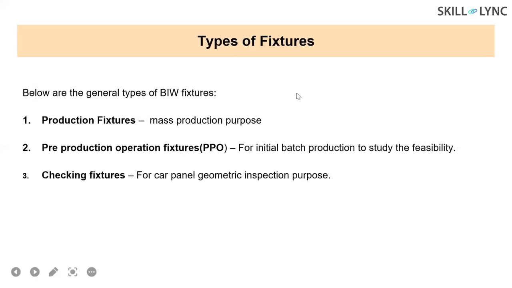So next thing. What are the different types of fixtures available? Mainly it is classified into three types. One is production fixtures, another one is pre-production fixtures or operation fixtures, and another one will be checking fixtures. So anyone know what is production fixtures? You can just type in the chat box.